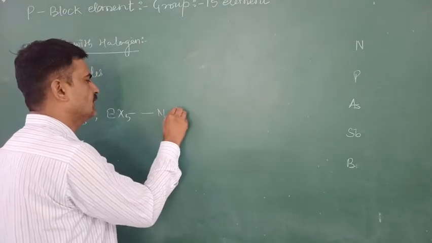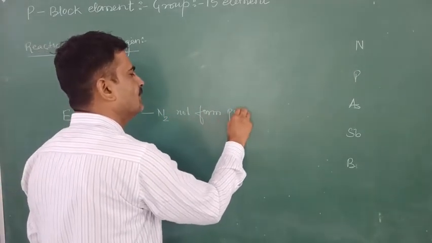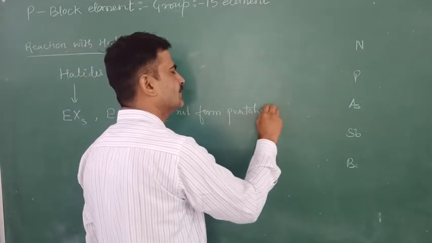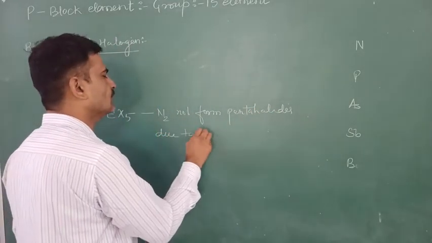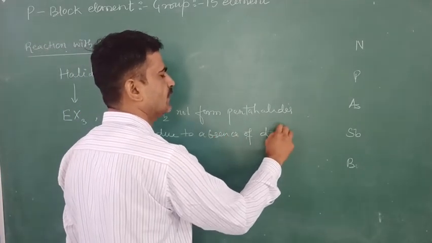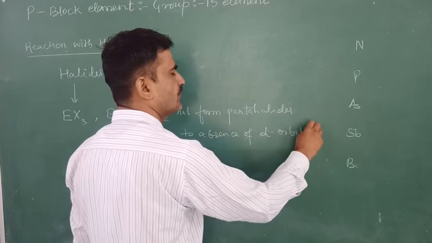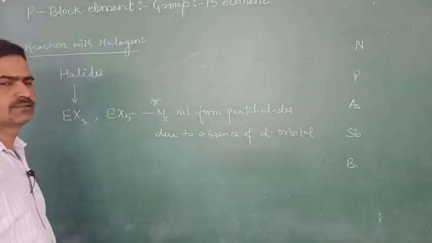Nitrogen does not form pentahalides due to the absence of d orbitals. It's an important question, a number of times it is asked.